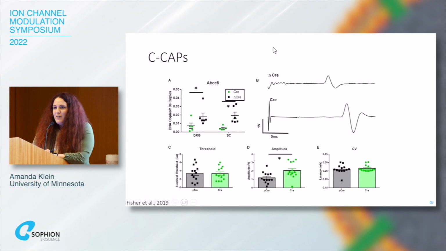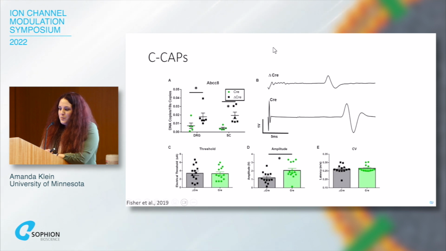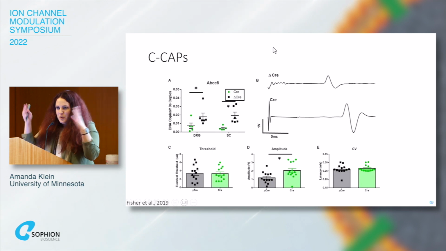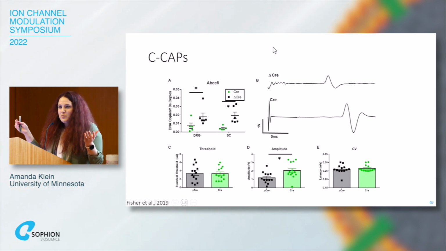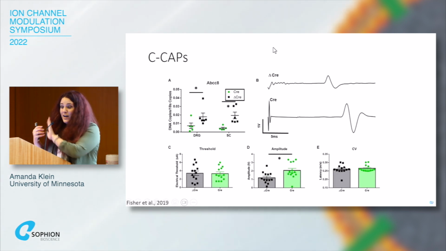The next question that we got from the reviewers was, when you knock down KATP channels within the spinal cord and the peripheral nervous system, what actually happens to nerve fiber conductance? So we did some C-fiber compound action potential recordings from these animals. I'm not showing you all the beautiful fluorescence that my students spent hours collecting, but the virus will travel down the sciatic nerve and get into the nerves that innervate the hindpaws.